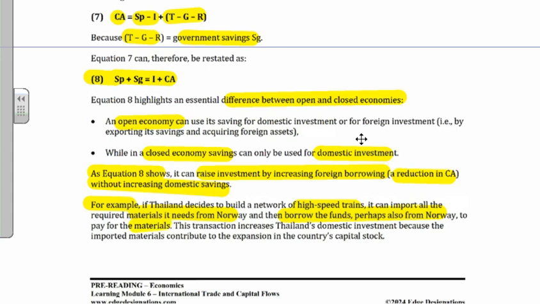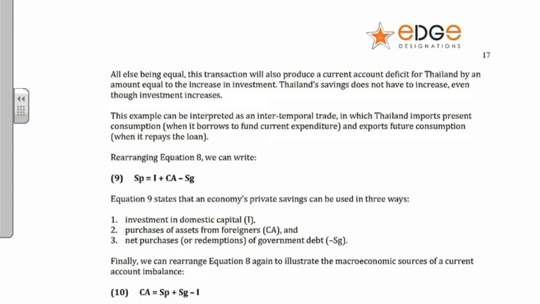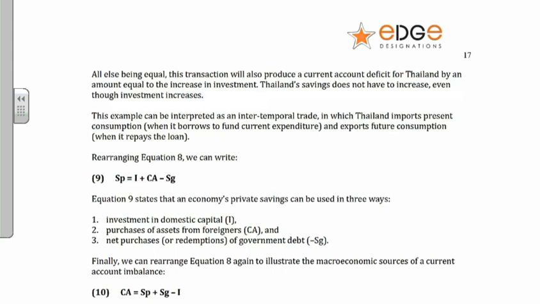Now, what does this do? It increases Thailand's domestic investment, because what's going to happen now? They're going to use the imported materials to expand the country. Everyone comfortable with that? Keeping all else being equal, it'll also produce a current account deficit for Thailand by the amount of the investment. But what do you notice?